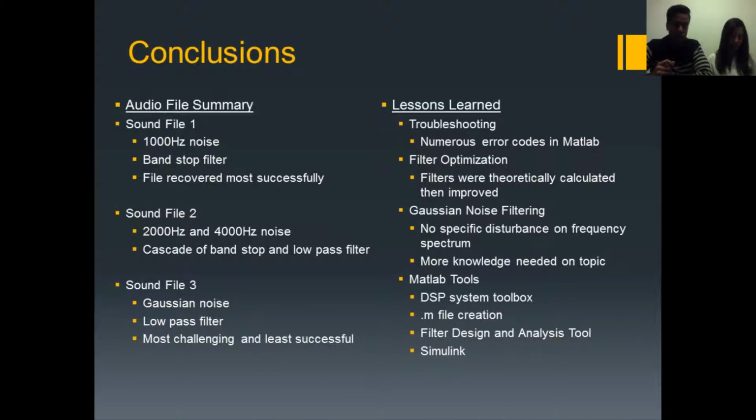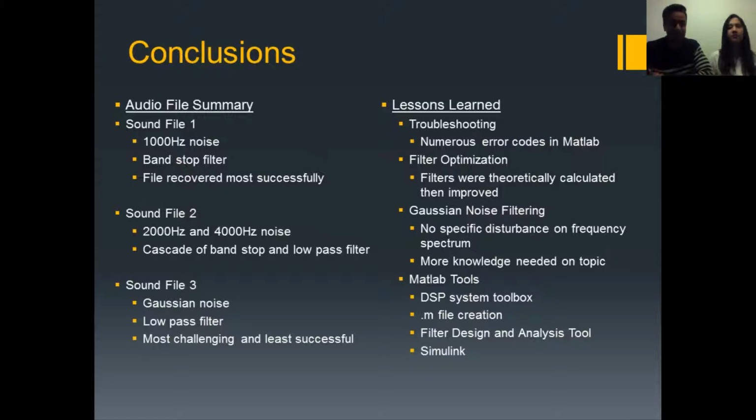Okay, now to go into conclusion, really quickly, a breakdown. Sound file 1, we had the 1000 Hz noise, we used the bandstop filter, and this was the most successful, as you guys heard. Then going into sound file 2, we had the 2 different disturbances, 2000 Hz and 4000 Hz. This is where we used the cascade. And then we had sound file 3, that was the Gaussian noise. We used the low pass filter, and it was the most challenging. And for that reason, as you guys heard, it was probably the least successful.